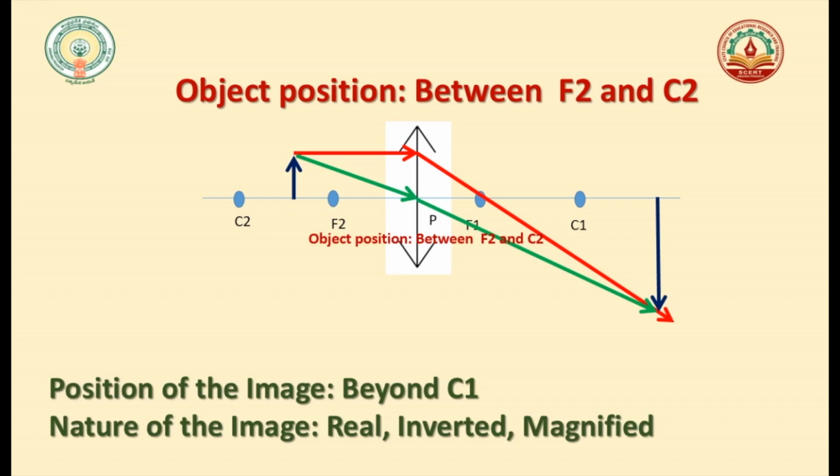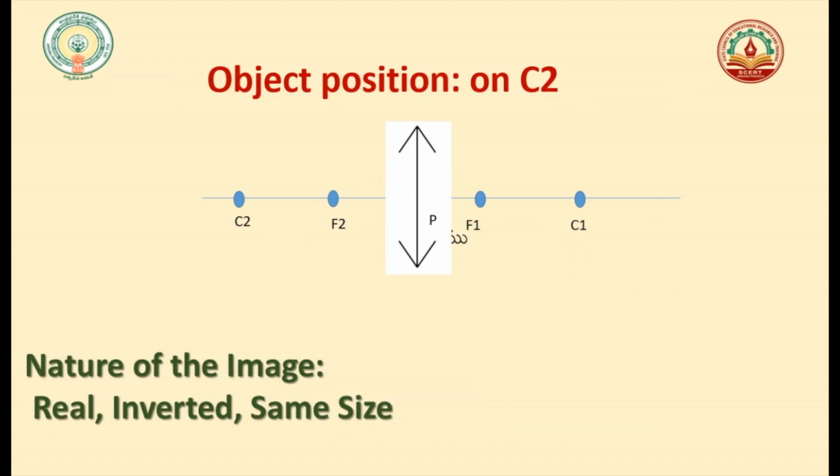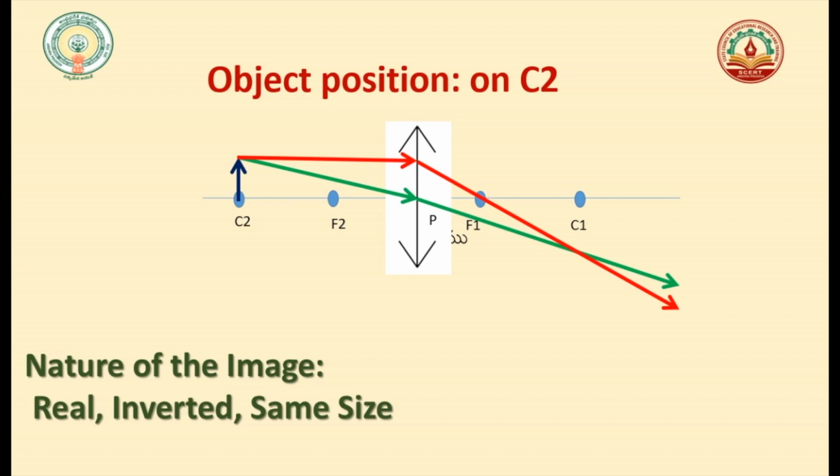Position of the image is beyond C1. Nature of the image is real, inverted and magnified. Now I am putting the object on C2 and selecting one point, the first ray, second ray and the normal. Here you can observe, keep that object on C2. If the object position is on C2, the image position is on C1.